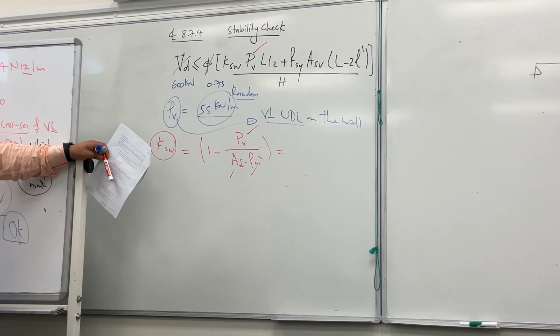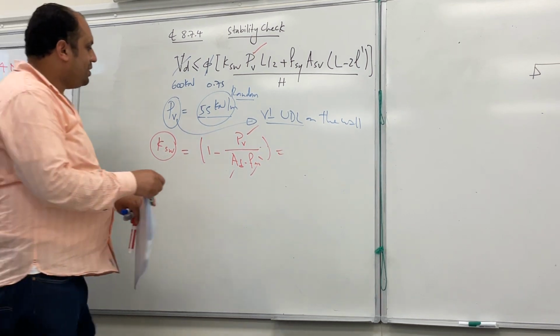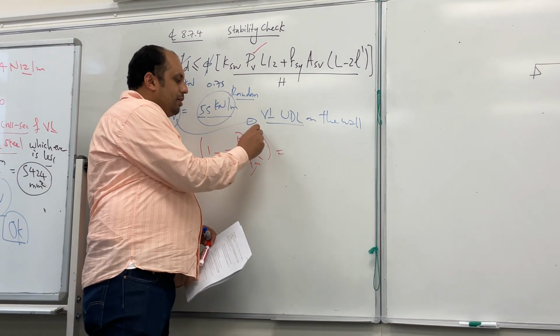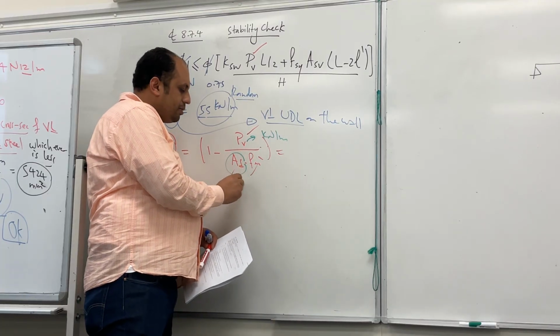If it's 0.2, this will be too big. Oh, 80. What is 80 for the whole wall, or for just 1 meter? For one wall? So I've done it for the whole. Okay guys, so this should be kilonewton per meter, so this should also be area per meter.